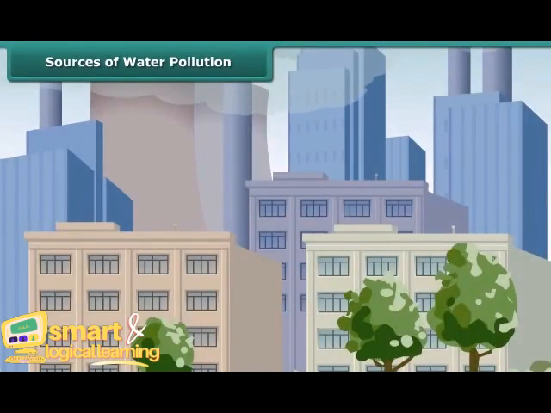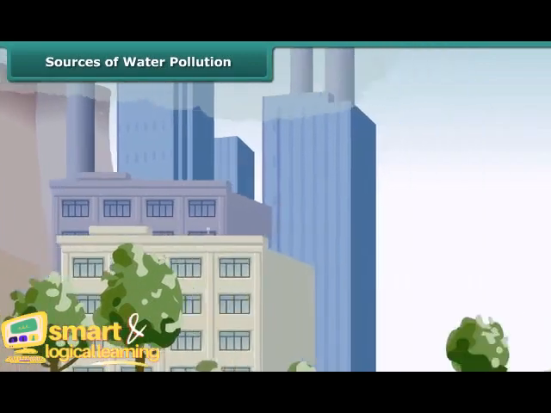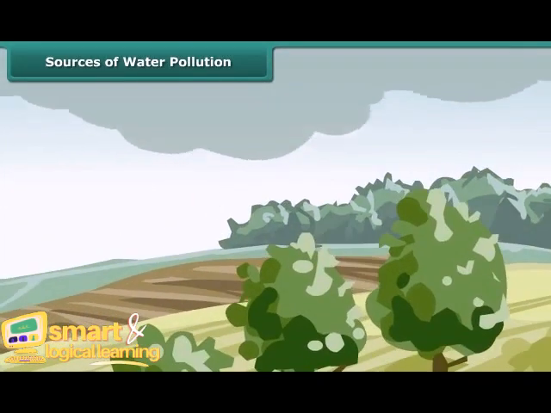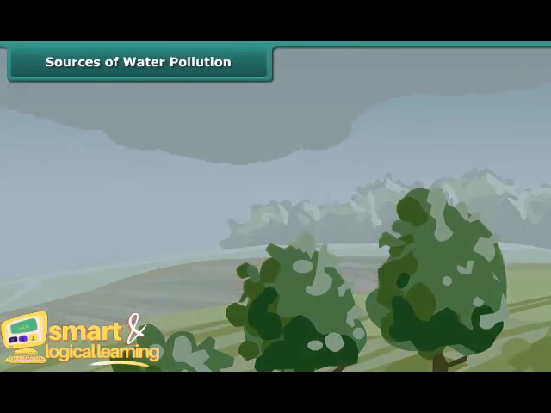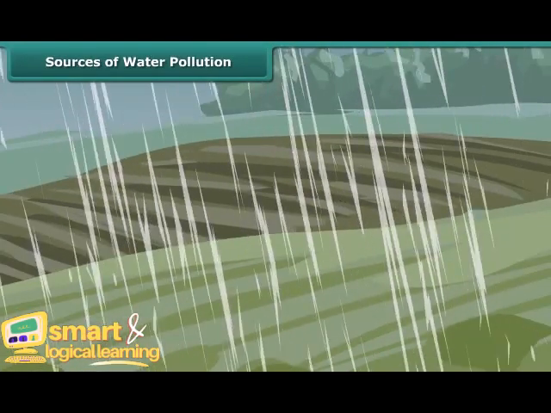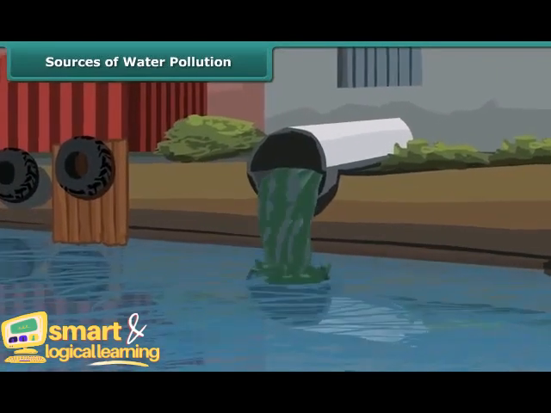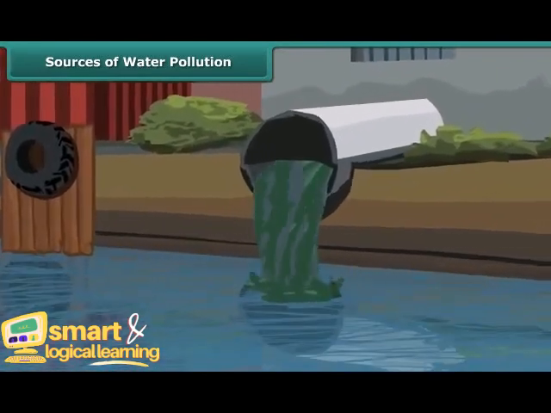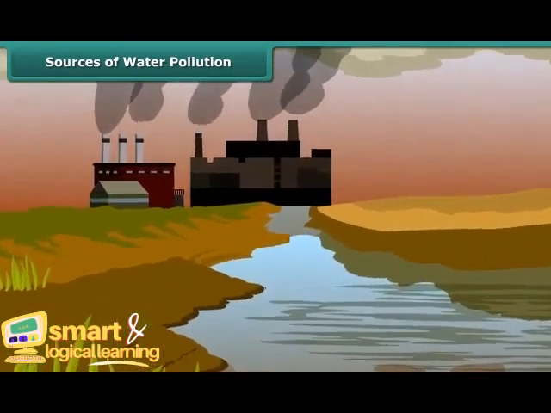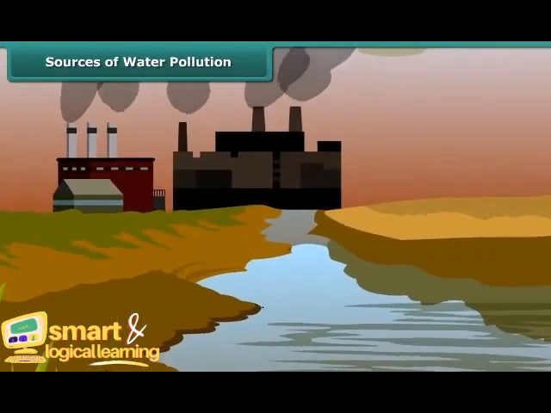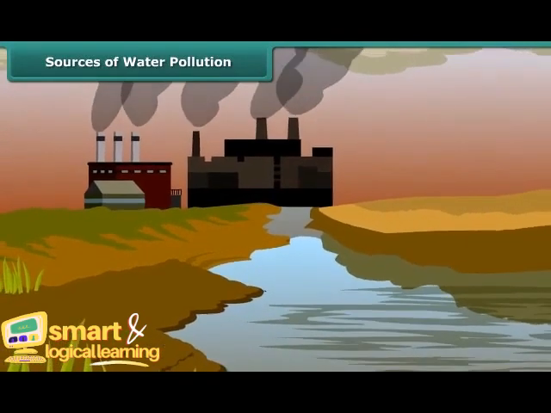Let us look at the sources of water pollution. Pollution enters a water body as acid rain, eroded soil, runoff containing fertilizers and pesticides, as chemicals released from industries, and other waste from cities and towns. The chemicals released from industries like arsenic, lead, and fluorides lead to toxicity in plants and animals.